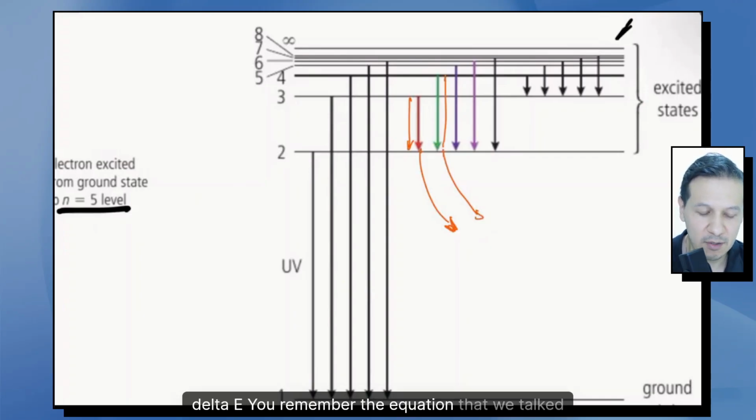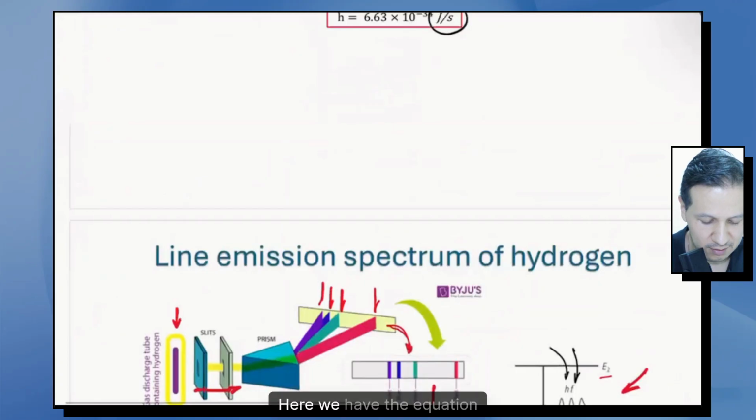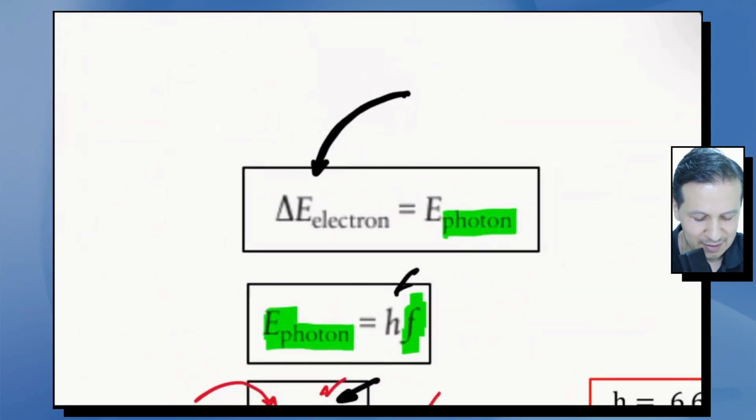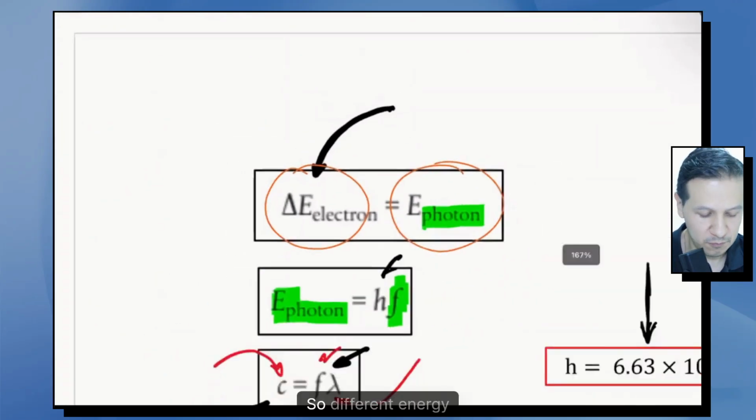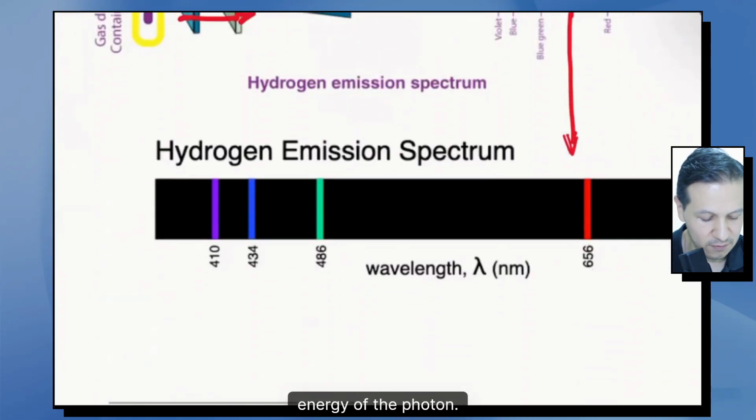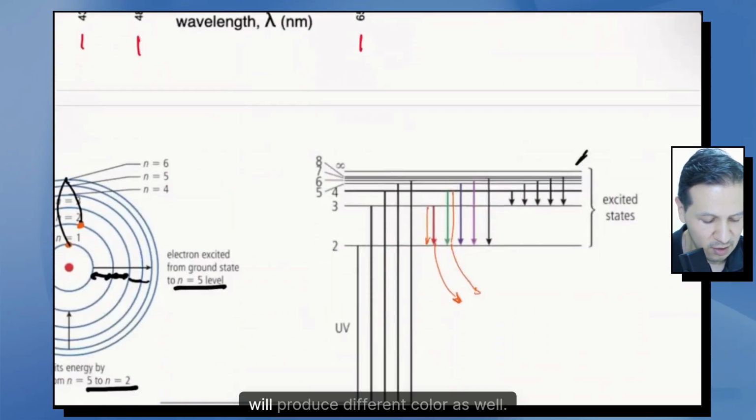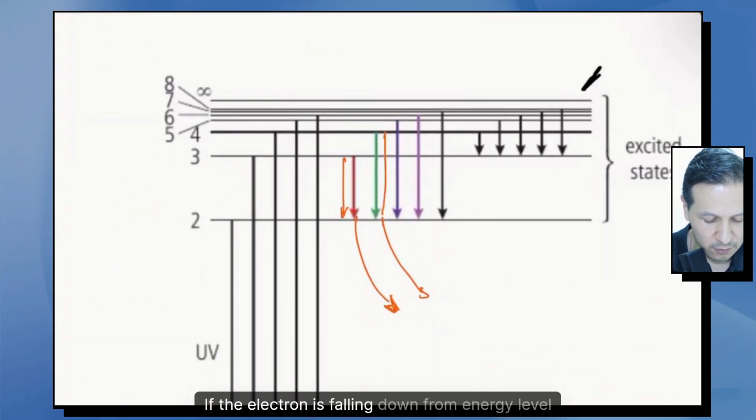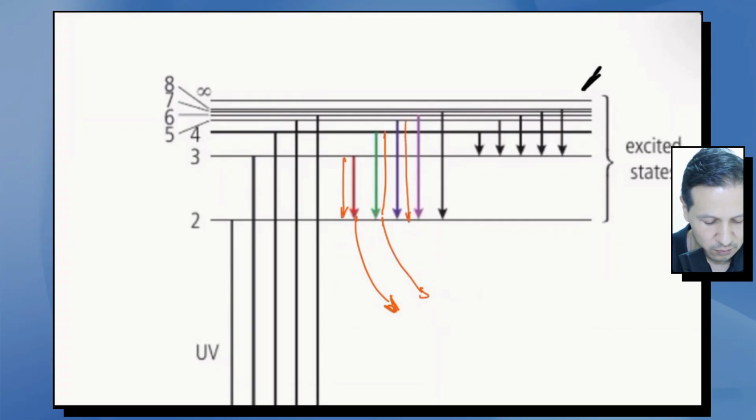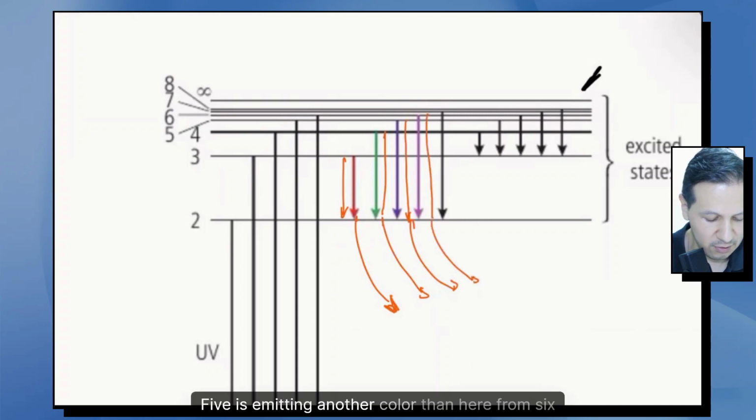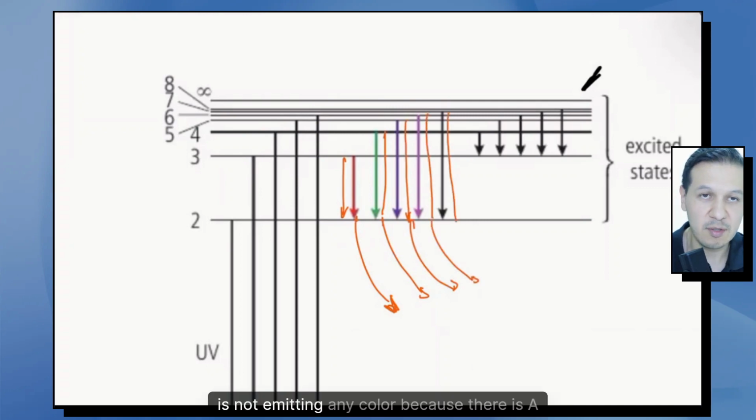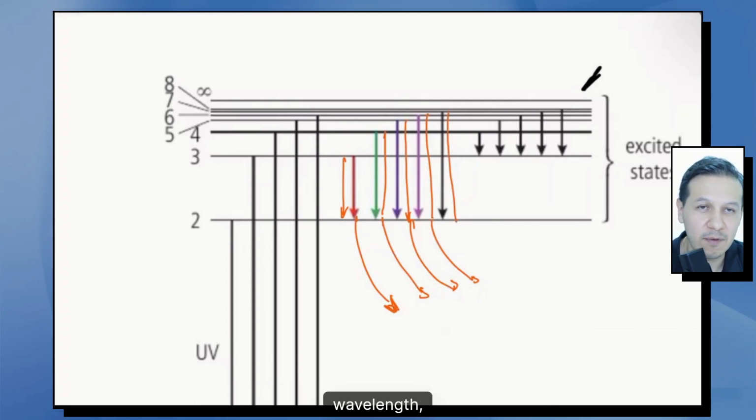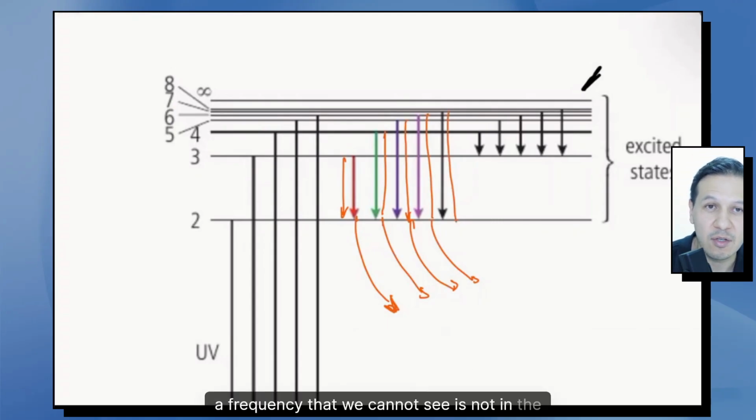Do you remember the equation that we talked about, delta E? Here we have the equation: delta E, the energy of the photon. A different energy of the photon will produce a different color as well. If the electron falls down from energy level 4 to energy level 2, it emits another color. From energy 5 it emits another color, and from 6 it is not emitting any visible color because it has a wavelength and frequency that we cannot see, not in the visible spectrum.